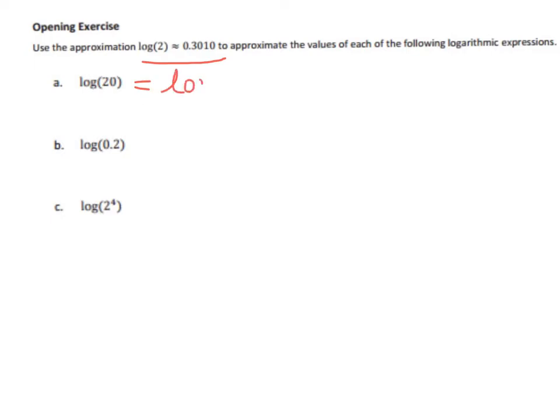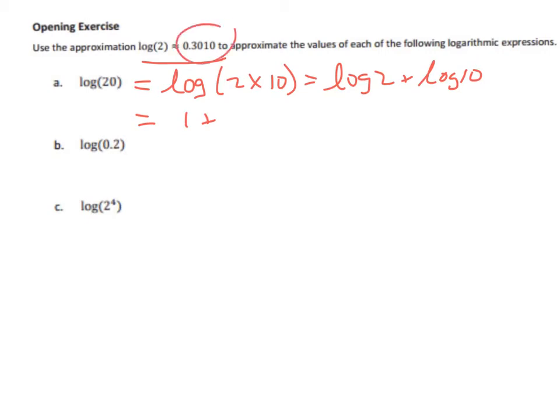So I would call this log of 2 times 10. We know then that's the log of 2 plus the log of 10. The log of 10 is 1, plus log of 2, they just told you up here, is 0.3010. So you should get a grand total of 1.3010. Do the same thing here.